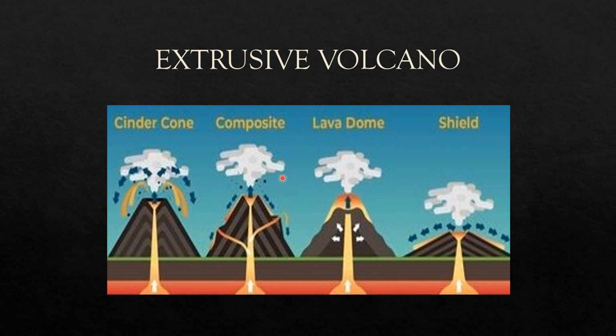The next one is the composite volcano. It is considered to be very dangerous as the decompression here is very high. The fissure eruption here is at a very high rate, and the viscosity of the composite volcano is very high, which makes it very much dangerous compared to the other volcanoes here.